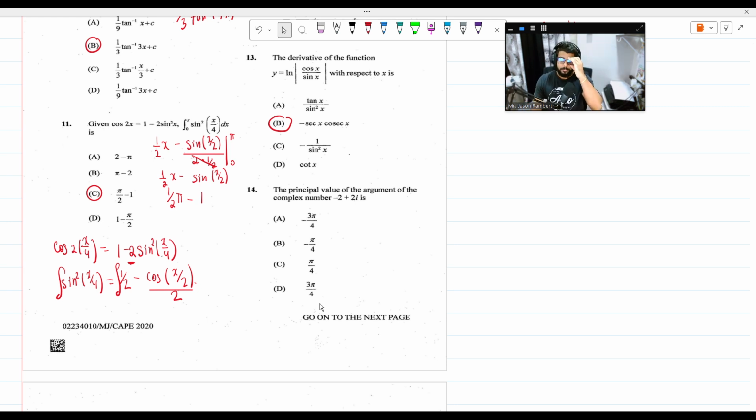The principal value of the argument of the complex number minus 2 plus 2i is... so let me get alpha. Alpha is going to be tan inverse of 1, which is pi on 4. This complex number exists in the fourth quadrant, so the principal value of the argument is going to be minus pi on 4. The answer for this is B. Actually, that's wrong. Minus 2 plus 2i is in quadrant 2, so it's going to be pi minus pi on 4, which is going to be 3 pi on 4. My bad.